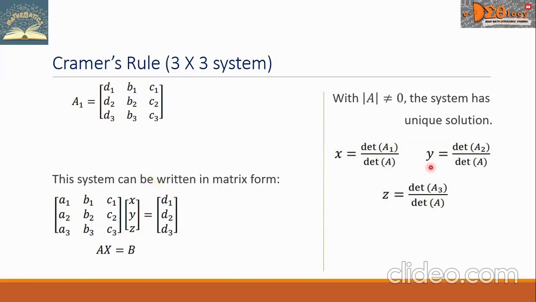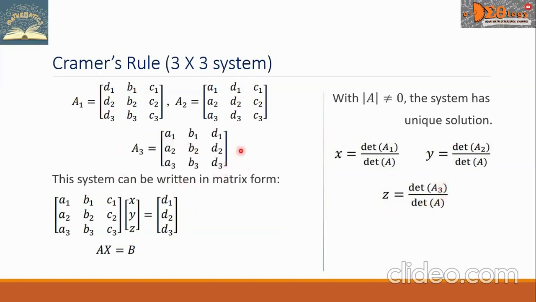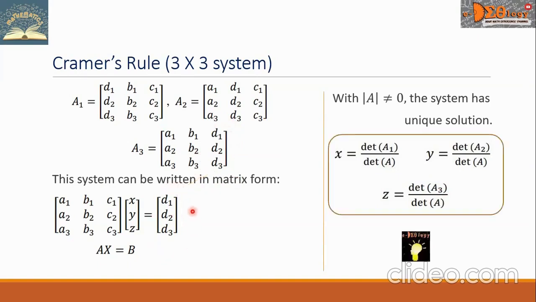Now, for the formula of y, we need matrix A sub 2. This is the matrix A sub 2. This is similar with the matrix A, except that the second column is replaced by the elements of the constants, respectively. For the formula for z, we need matrix A sub 3. And this is the A sub 3 matrix. This is similar to our matrix A, except the third column is replaced by the elements of the constants. This is now our working formula.